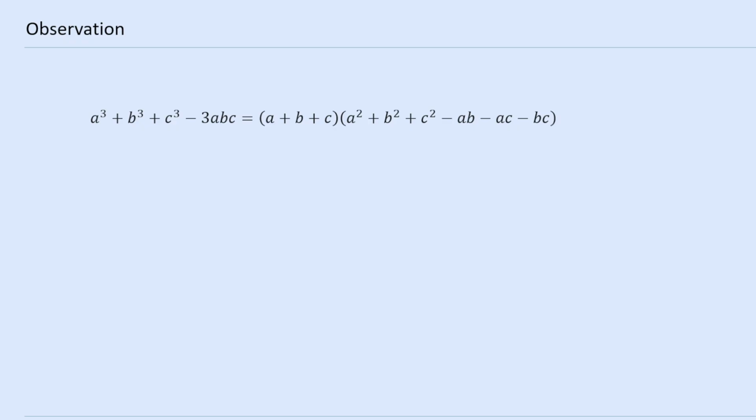So we start with this observation that a cubed plus b cubed plus c cubed minus 3abc factorizes in the way that's shown on the right hand side. This is a really interesting result, and actually we covered it in a previous video. One of the consequences of this is that if a plus b plus c is 0, then a cubed plus b cubed plus c cubed minus 3abc is also 0, because the right hand side just goes to 0.